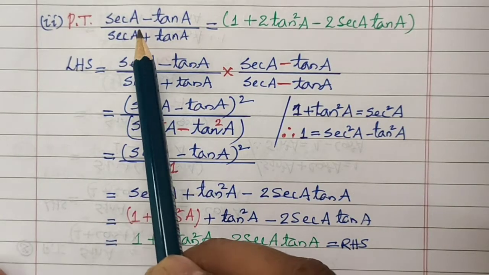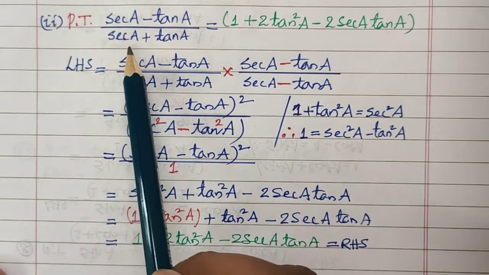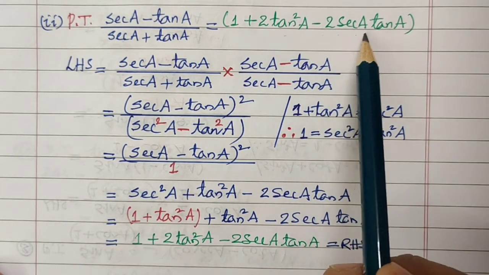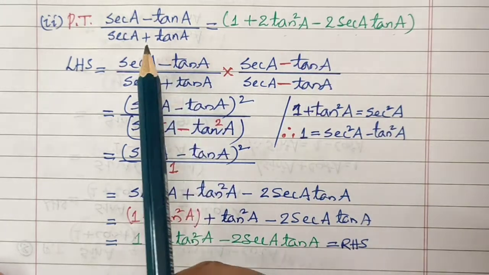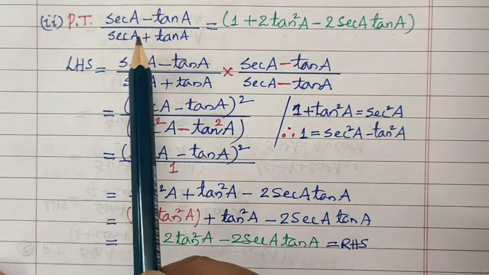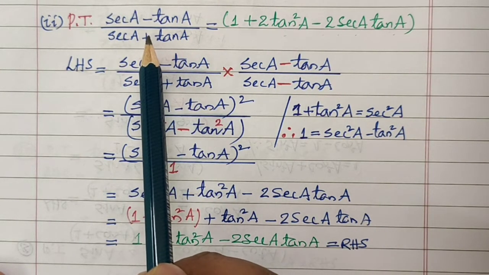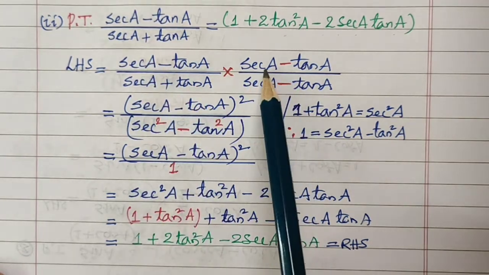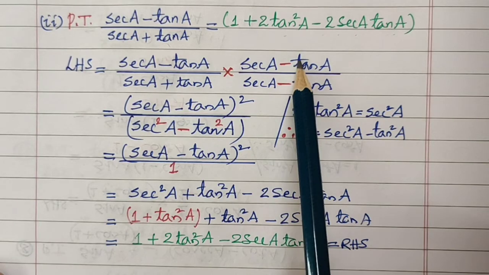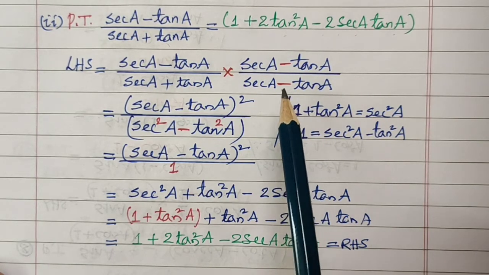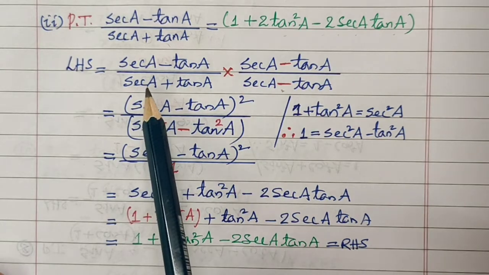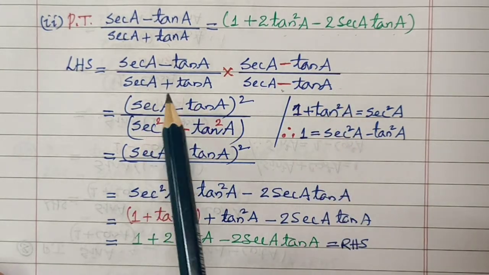Prove that secant a minus tan a divided by secant a plus tan a is equal to 1 plus 2 tan square a minus 2 secant a tan a. As soon as you see something of this form in the denominator, multiply both numerator and denominator by changing the sign of this. So that is what we are doing, changing the sign of the denominator and multiplying both numerator and denominator with this. This will become secant a minus tan a whole square. The denominator is in the form of a plus b into a minus b, that becomes a square minus b square.